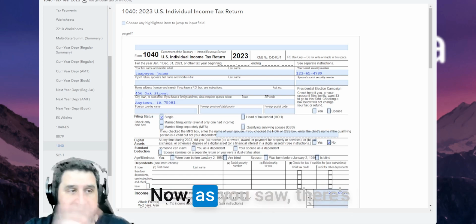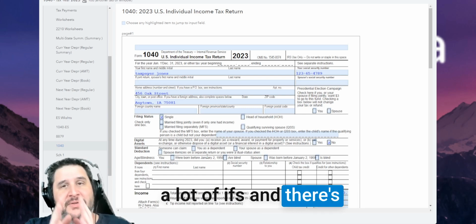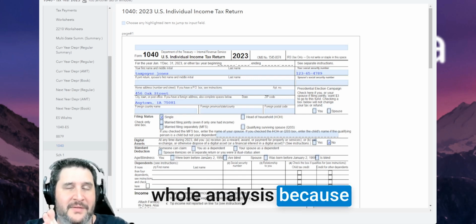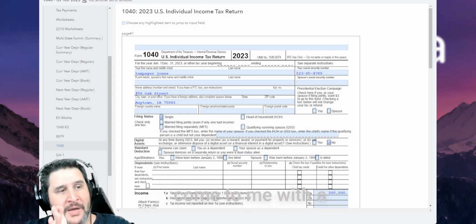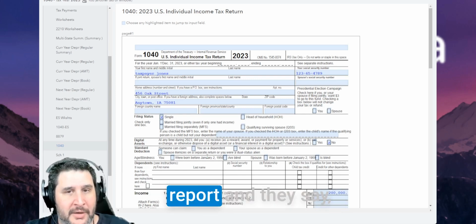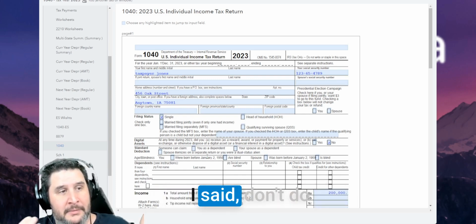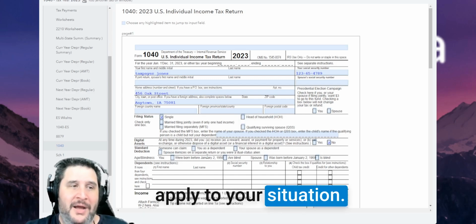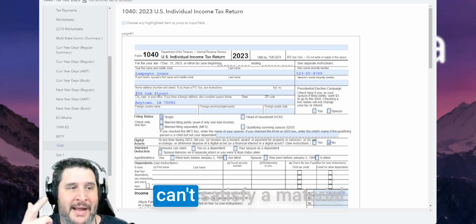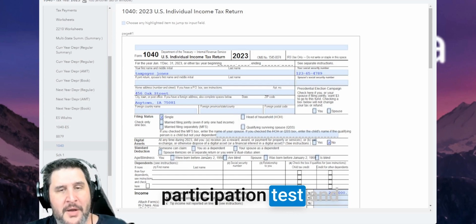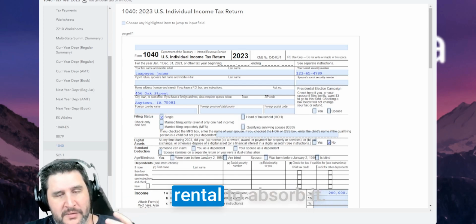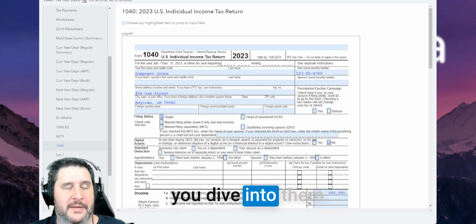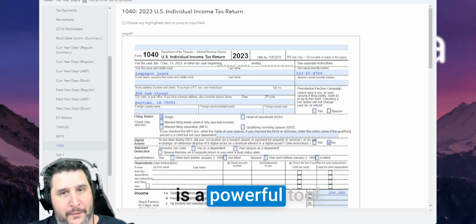Now, as you saw, there's a lot of ifs and there's a lot of conditionality that goes into that whole analysis because it's not for everybody. I have seen people come to me with a cost segregation report and they say, here, isn't this great? I said, it doesn't do anything for you because it doesn't apply to your situation. Either you didn't have a tax liability or you can't satisfy your own participation test and you don't have the other income in the rental to absorb it. Got to make sure that these things make sense before you dive into them. But if they do, it is a powerful tool.